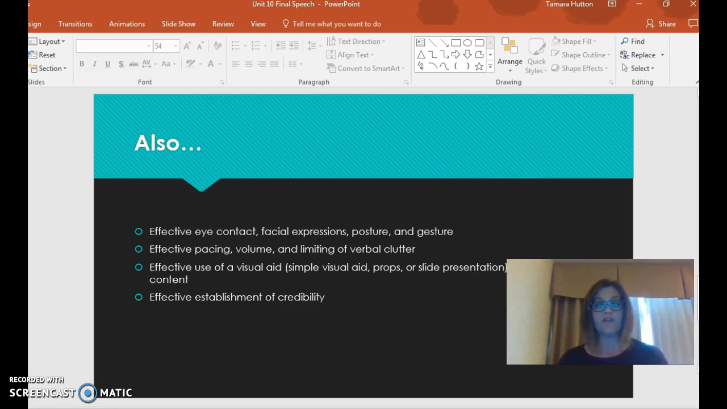Okay, you also want to have great eye contact, posture, gesture. Are you standing? Are you sitting? Pacing, volume, and getting rid of that verbal clutter, the ums and the likes and the ands and all of that. An effective use of a visual aid, which can include a slide presentation or anything like that. And then you need to have an effective establishment of credibility. You're not using any sort of fallacies in your presentation, and your audience trusts you.